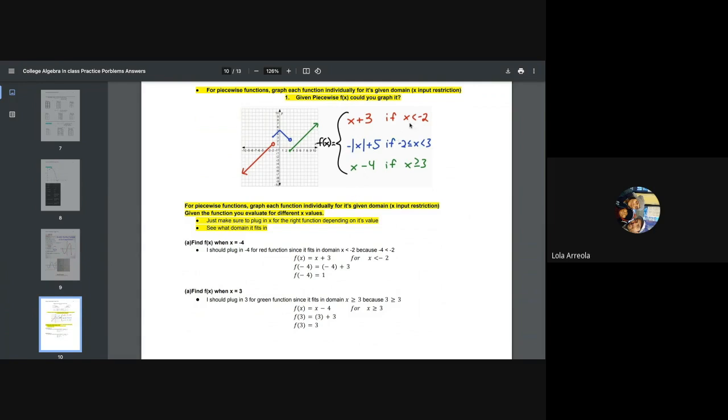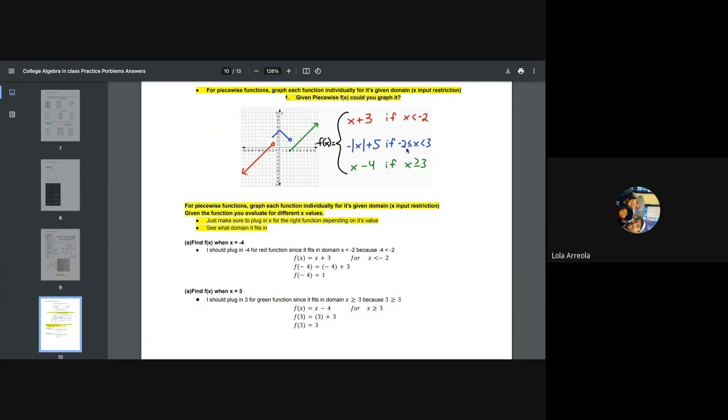So it's just telling me, okay, when x is a number, what function do I use? So find f of x when x is equal to -4. All right, so the steps I want to do with this is, okay, what x am I given? Okay, I'm given a -4. Which domain does it fit? Well, is -4 bigger than or equal to 3? No, so I cannot use this function.